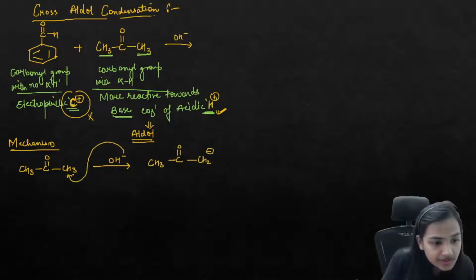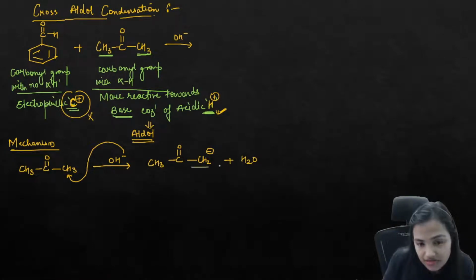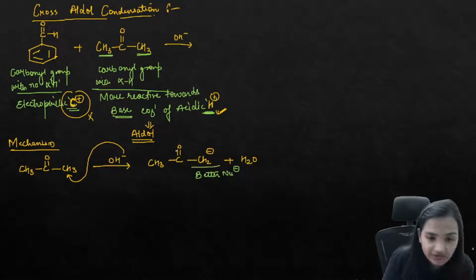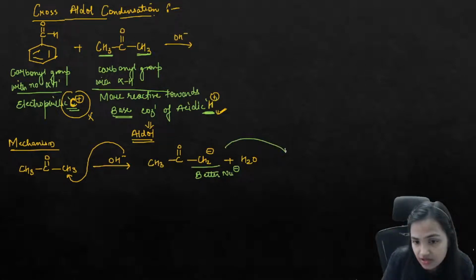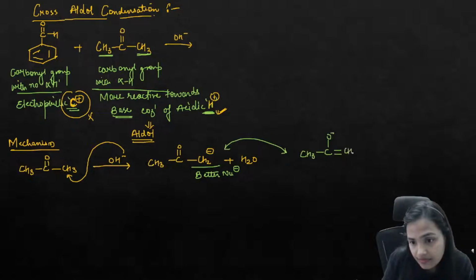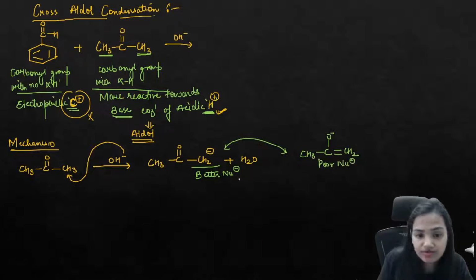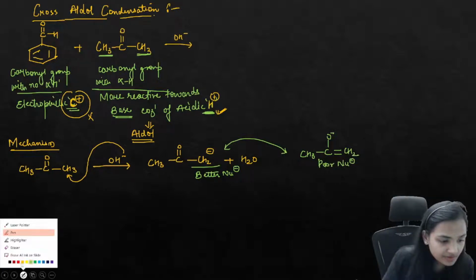This will abstract the acidic hydrogen, will form this, and with the loss of H2O. If you will be drawing its resonating structure, I believe this carbon is already a beta nucleophile, so no point of forming another structure. If I form the resonating structure, it is a poor nucleophile. So I will be choosing my beta nucleophile.